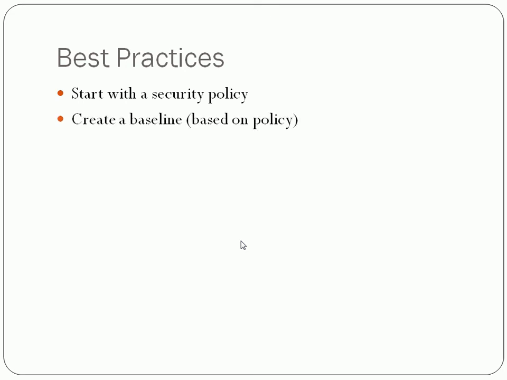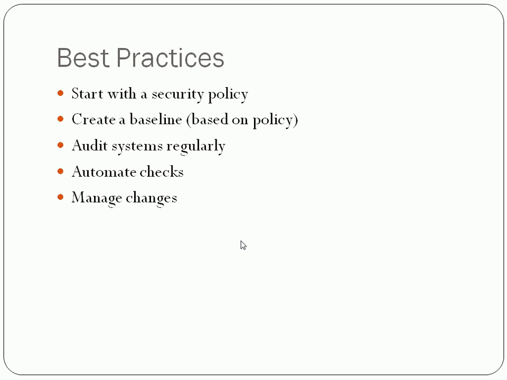And then we're going to create a baseline based on that policy. So we're going to create baseline standards that support that policy. So ways that we can support that policy, technology, standards, all that stuff that's going to support that security policy. We're going to audit systems regularly to make sure that they've implemented that baseline policy. Hopefully we can automate that as much as possible. So if we can automate that auditing, computers can do this a lot faster than humans can. And finally, we're going to manage changes to make sure that people aren't deviating from that baseline policy.